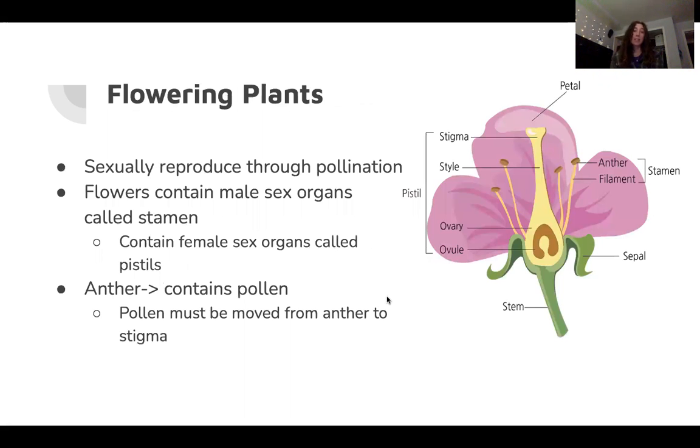So in flowering plants, they sexually reproduce through a process called pollination. The flowers contain male sex organs called a stamen, and they contain the female sex organs, which are called pistils. Inside the stamen is an anther, and this is what contains the pollen, the male gamete that's going to fertilize the female gamete. So that pollen in the anther must be moved from the anther to the stigma, which is a part of the pistil, and that's where the ovule or the egg is.